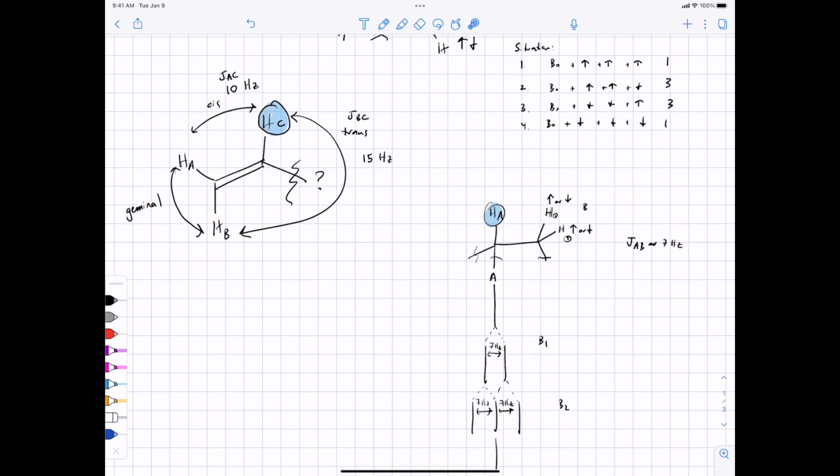Yes? Can you repeat what you just said about identical constants? Can I repeat what I just said about identical constants?